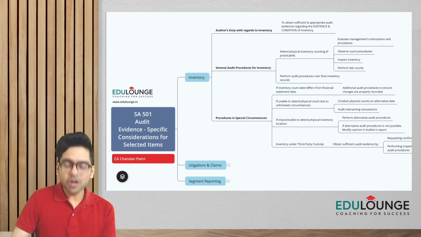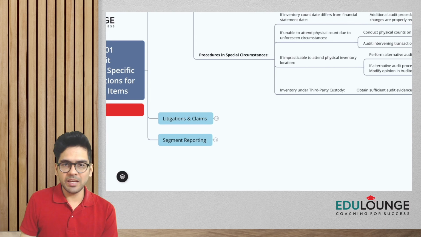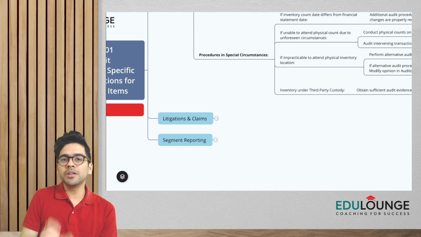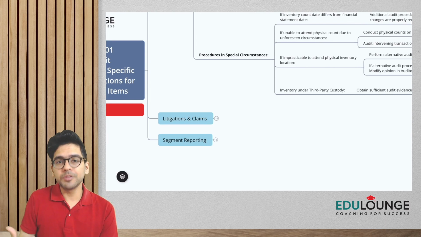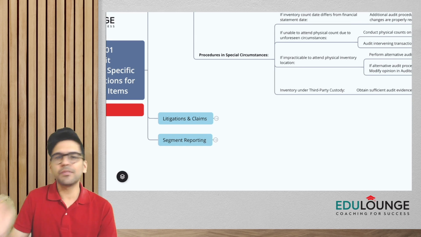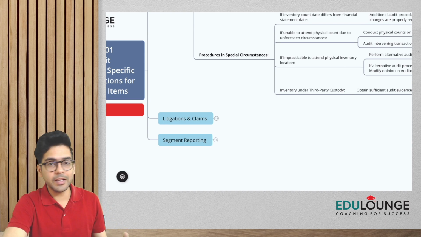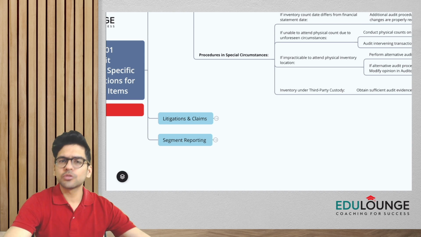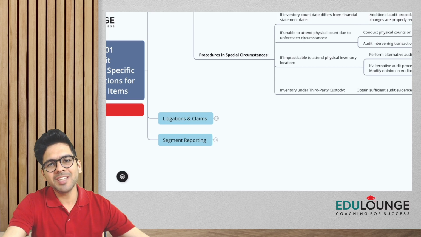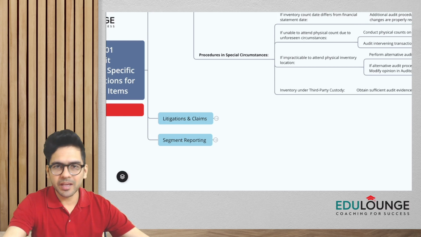Okay. Now let's talk about litigation and claims. What is it that we are going to learn here? We are going to learn about audit procedures which ensure completeness of litigation and claims. Now what happens in many types of companies, specifically let's say if it is an FMCG, some or the other sort of cases keep on happening against the company.